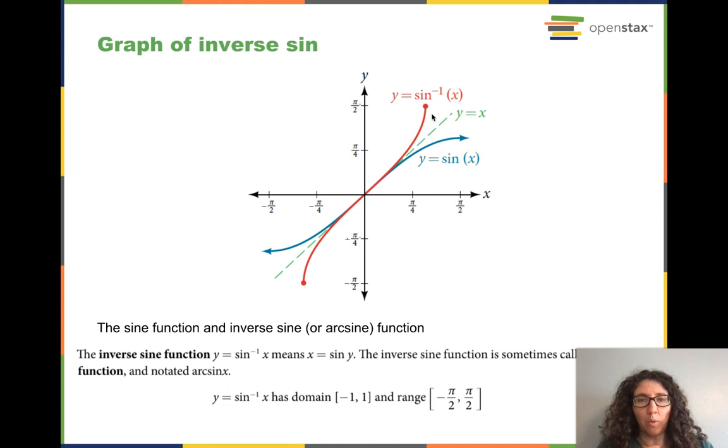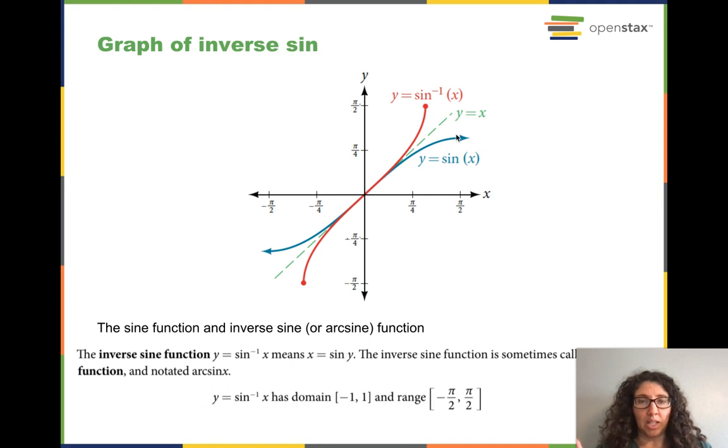Inverse sine is the red one. It goes like this. Okay, so it's kind of confusing because I don't have 1 on here anymore. So this would be at -1, and this is +1, right? Remember, we reflect about this line y equals x, this green line here. So this point moves to here, and this point moves to here.